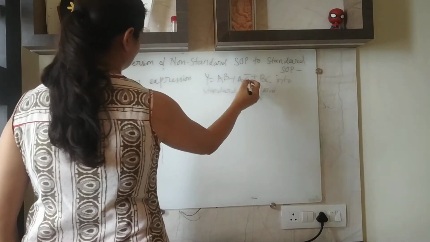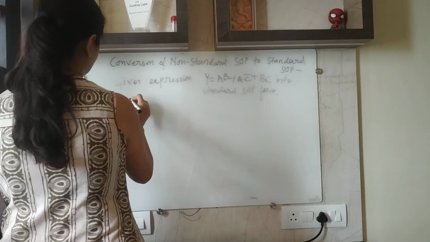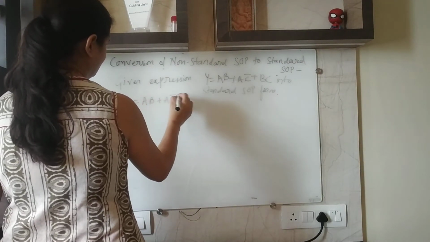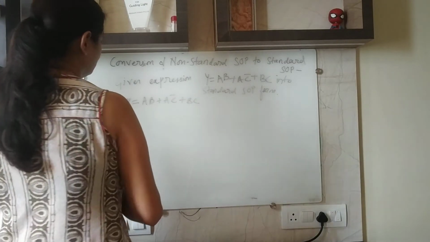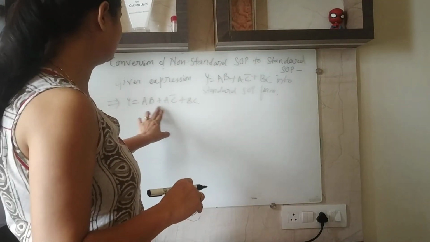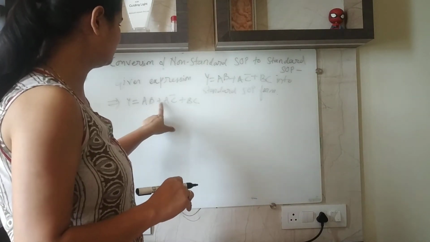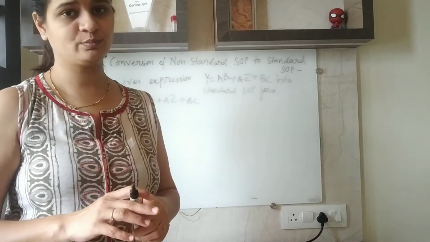Now here you can see this is the equation. The given equation is Y equal to AB plus AC bar plus BC, right? So now we can see that this equation is in the SOP form, since these are the product terms and these product terms are summed together to get the SOP equation, right?